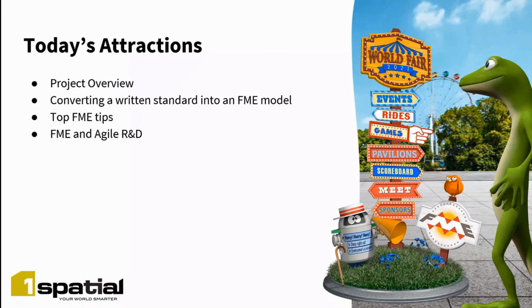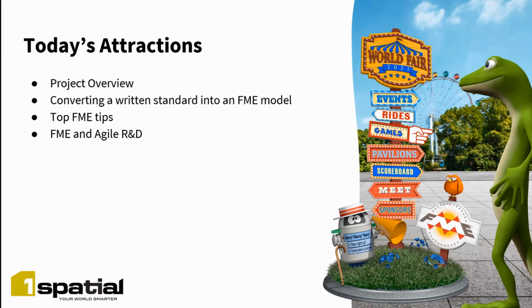So today, we're going to have a look at that in a bit more detail. I'll have a quick project overview. We'll look at what Network Rail's written standard is for vegetation management and how that can be converted to something that FME understands. A few top FME tips and how FME and an agile methodology for R&D actually really worked well together. And I hope that's something that's an element you can really take away from this and apply to your own projects.